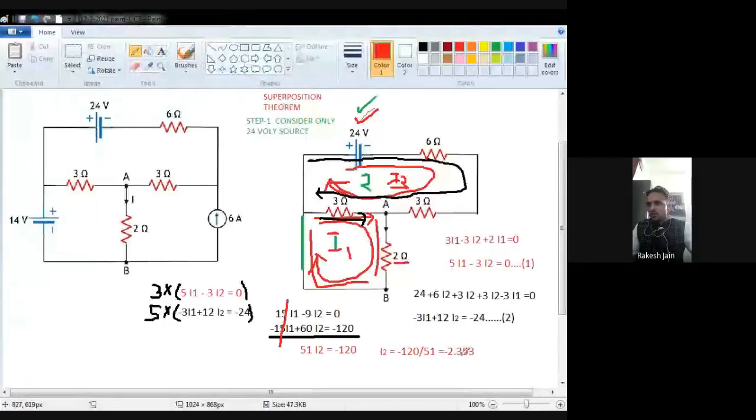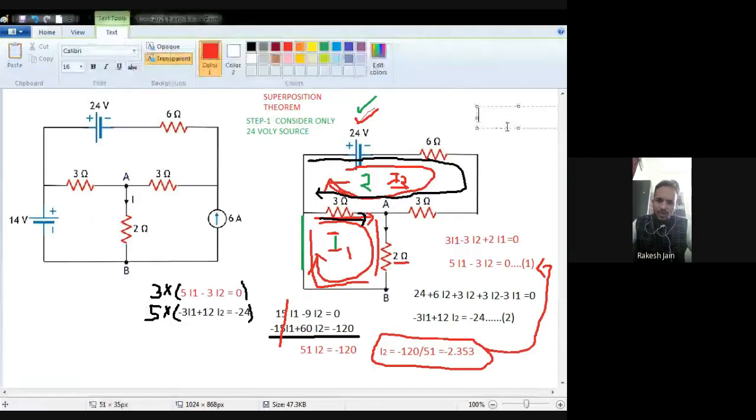Okay, now 12I2. And at the right hand side this 24 will be moved, so this will be minus 24, and now this is my equation number 2. So only 2 meshes, only 2 equations required. Now I solve these equations and find out the answer of I1, because I1 is the current through 2 ohm, which I have to find out with the help of superposition theorem. So now we are going to solve these two equations.